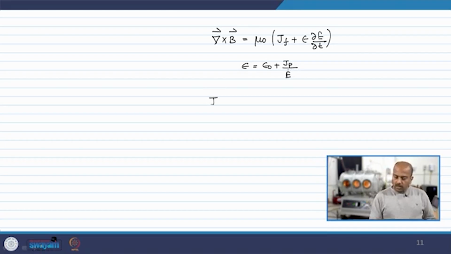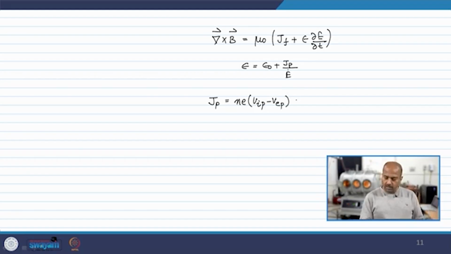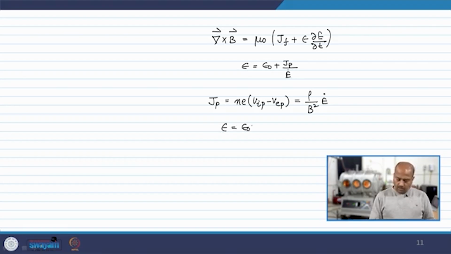So, this current density, the polarizing current density, is Ne(Vip minus Vep), J is equal to NeVd. Using this, we can write it as rho by B square E dot. So, equating the two expressions, we can realize that epsilon is epsilon naught plus rho by B square.